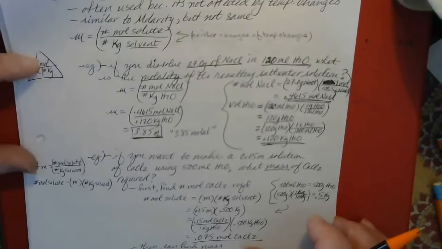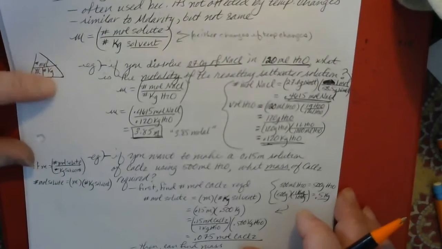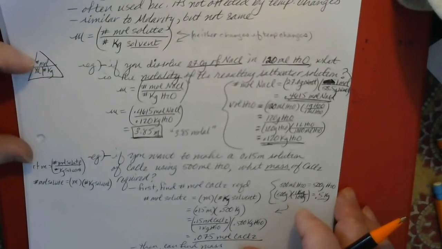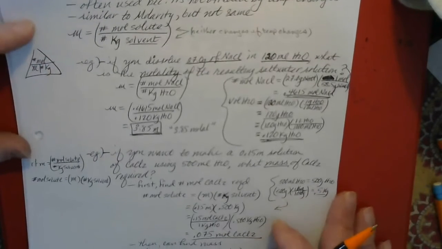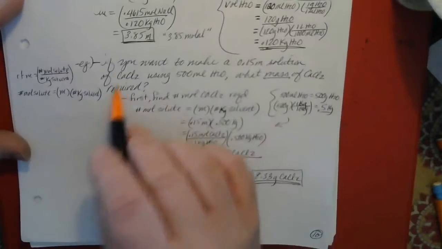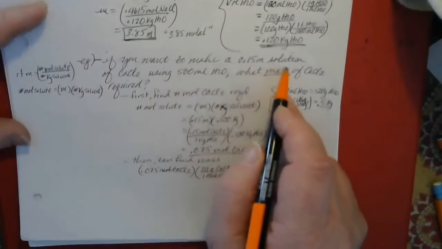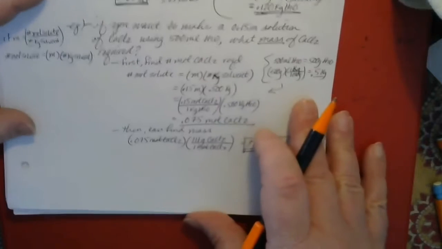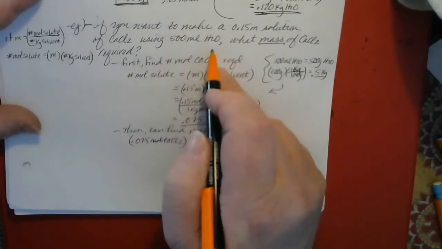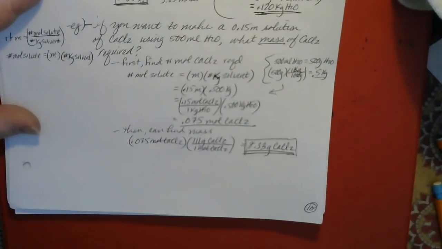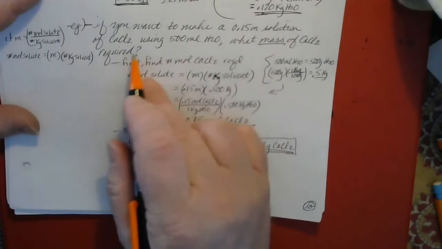This equation, like the equation for molarity, can be rearranged. If you know the molality, you can find moles of solute or kilograms of solvent just by rearranging the equation. So for example, if you want to make a 0.15 molal solution of calcium chloride using 500 milliliters of water, what mass of calcium chloride would be required?